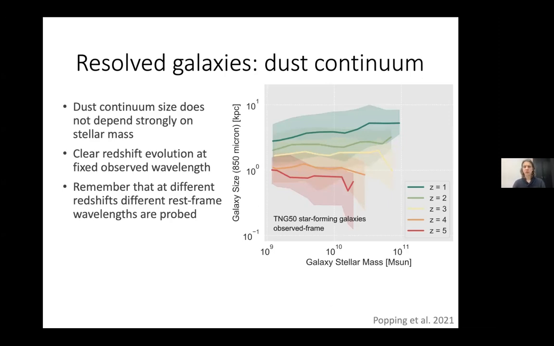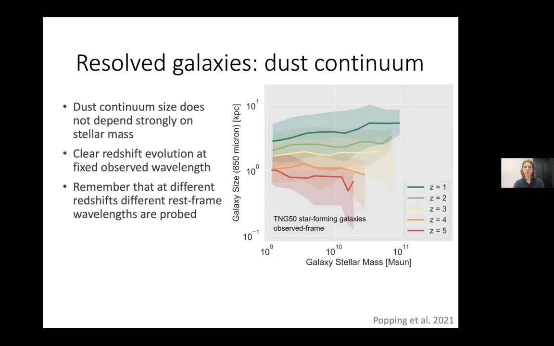So first of all, at all these redshifts running from 1 to 5, 1 in green and 5 in red, this relation is essentially flat. As a function of stellar mass, there's hardly any evolution in the median size of galaxies. There's some scatter, but there's not a strong relation with stellar mass. There is, however, a strong relation with redshift.